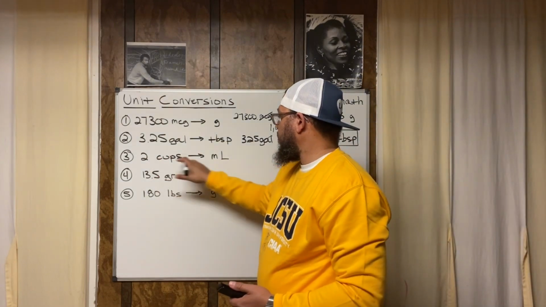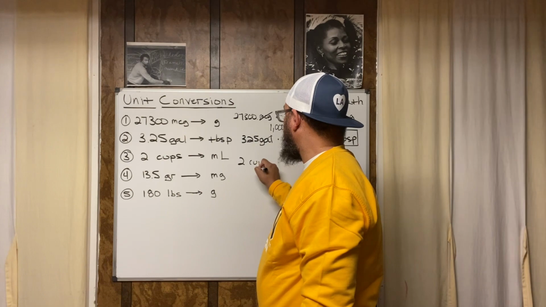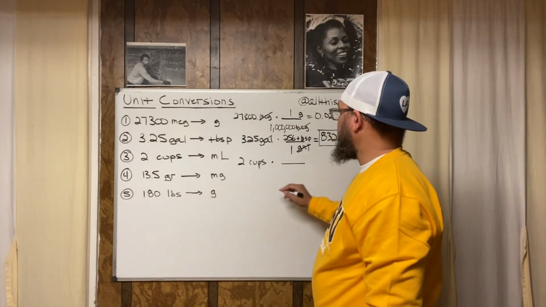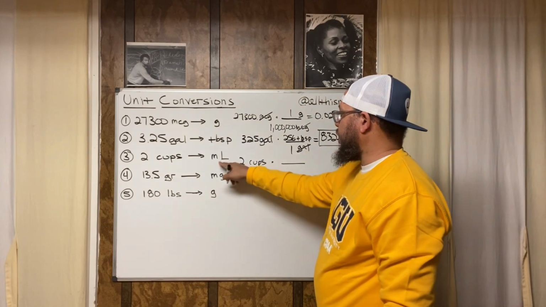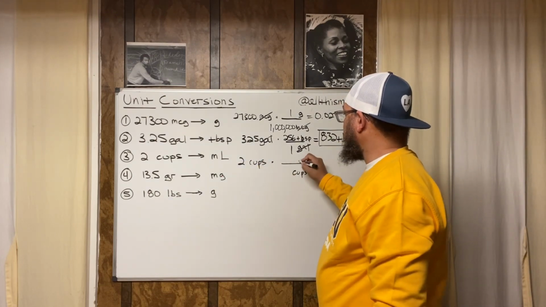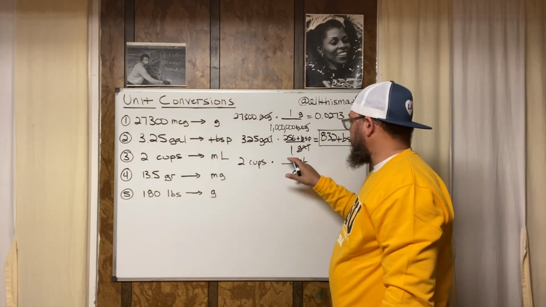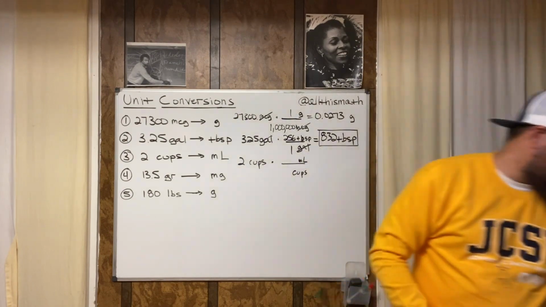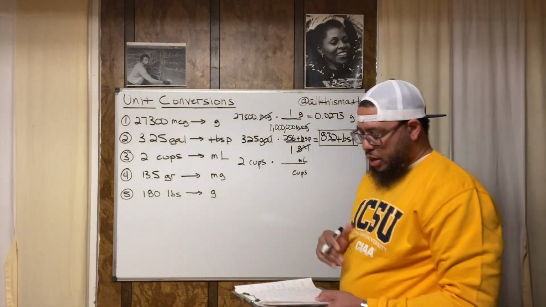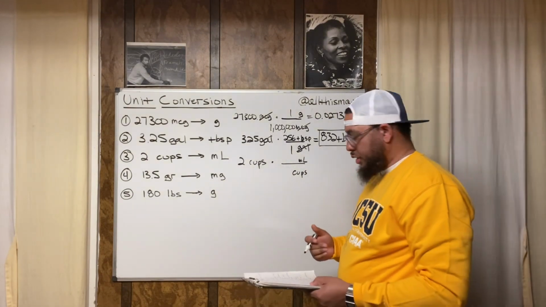2 cups, we're going to convert that to milliliters. So I write 2 cups down, put a multiplication sign, put a fraction bar. Now I'm trying to get rid of the cups and keep milliliters. I get rid of the cups, so that goes in my denominator. I keep milliliters, that goes in my numerator. Now, what's the conversion rate between milliliters and cups? Let me check my notes. 1 cup is 240 milliliters.